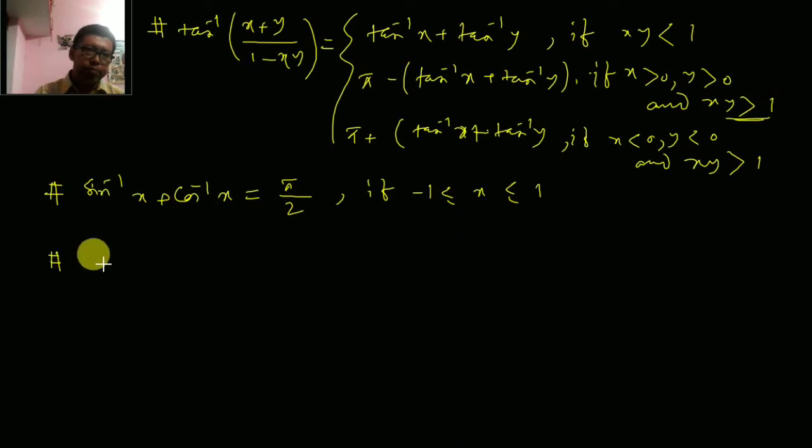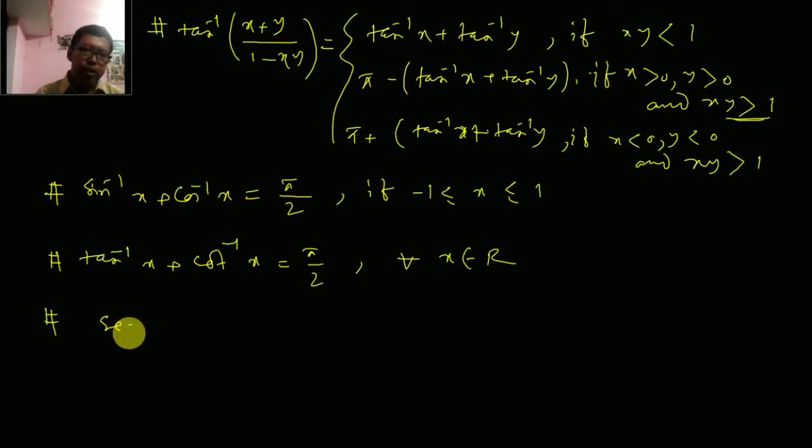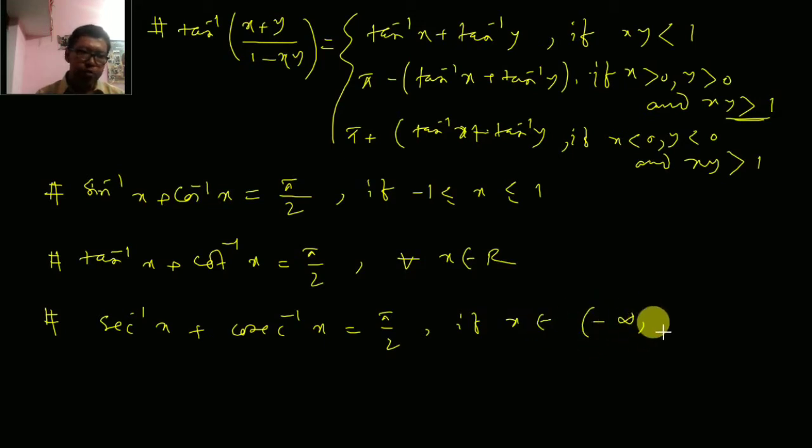Another formula: tan inverse of x plus cot inverse of x is equal to pi upon 2, for all x belonging to R. And the last one I want to write is sec inverse of x plus cosec inverse of x. This is also pi upon 2 if x belongs to the semi-closed interval minus infinity to minus 1 union 1 to infinity.